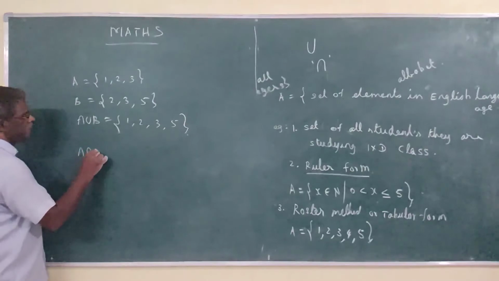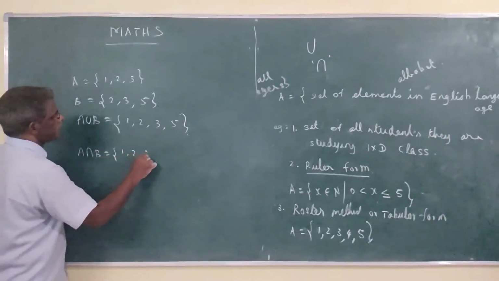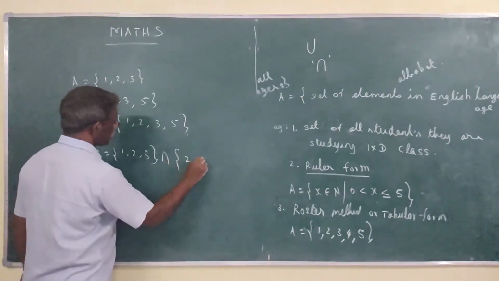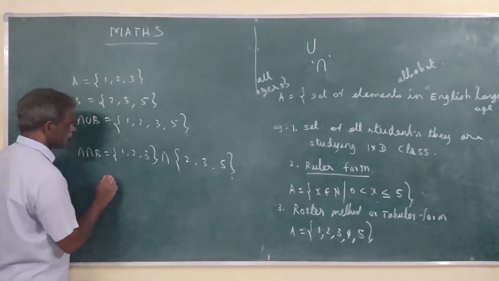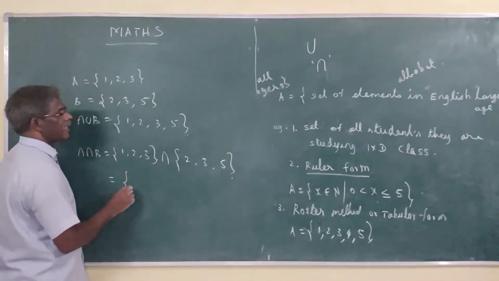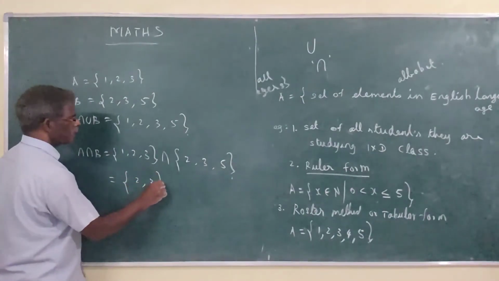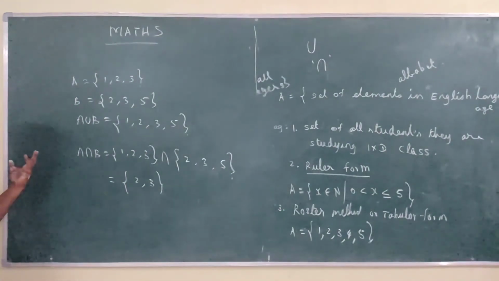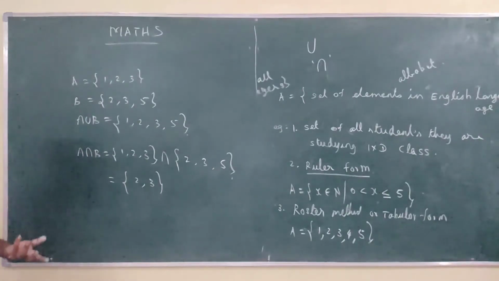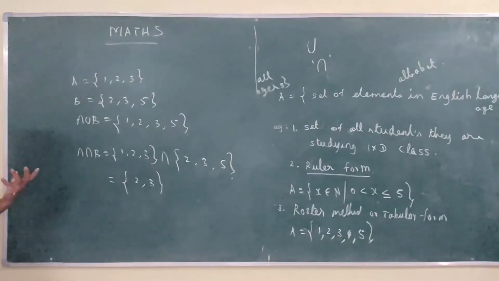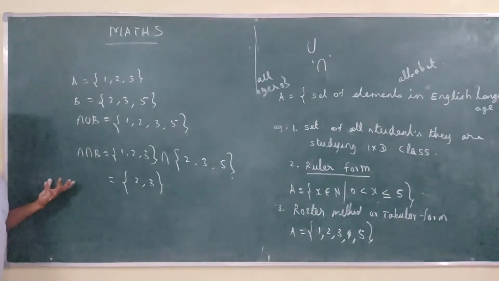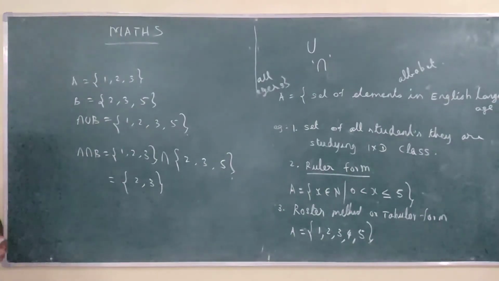Similarly, A intersection B means A is {1, 2, 3} and B is {2, 3, 5}. So you have to write the common elements. What are the common elements? 2 and 3. So this is the intersection of two sets. Very easy things. Sometimes they will give two sets or three sets and ask you to find the intersection of the sets. Sometimes they will ask you to find the union of two sets. You can easily find the answer.